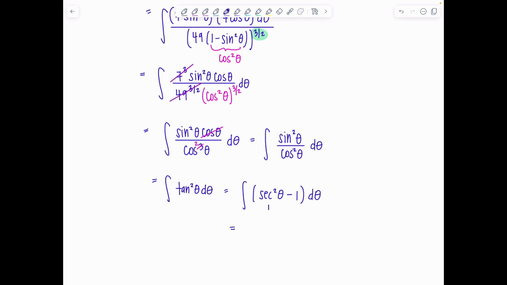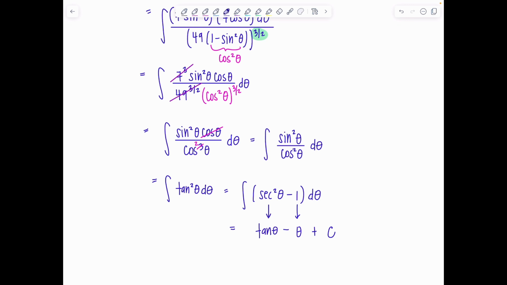What's the antiderivative of secant squared theta? Good, tangent theta. Minus, we're integrating with respect to theta, so the antiderivative of 1 is just theta. Plus c. Okay, don't box it just yet. We're not done. I know it feels like a time to celebrate, but I'm sorry, it's not.